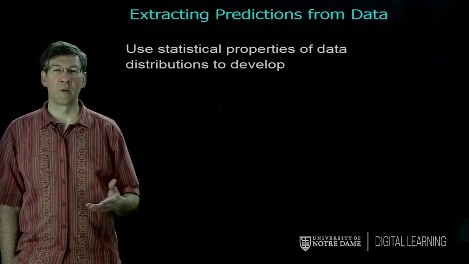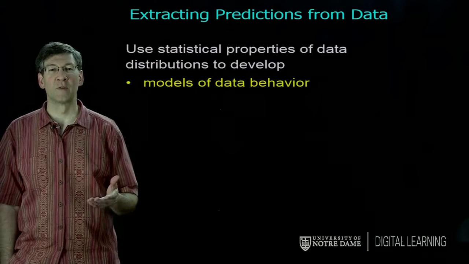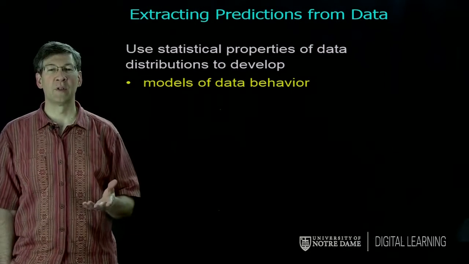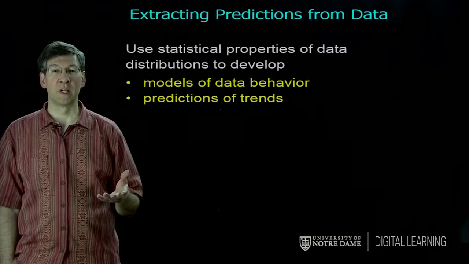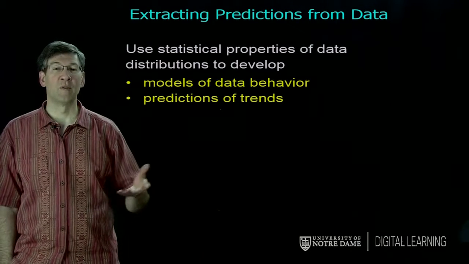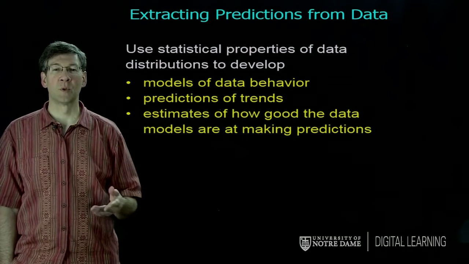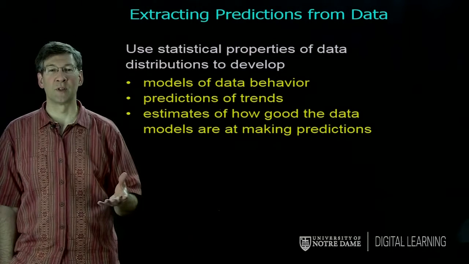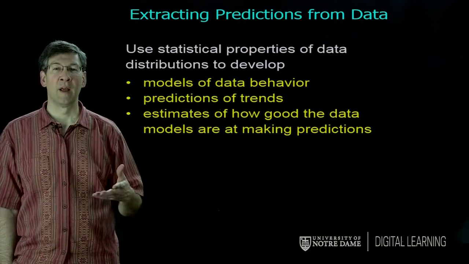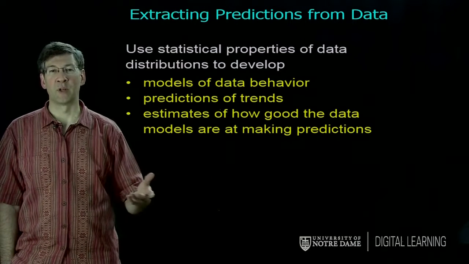Another way of saying this is, we're going to use the statistical properties of the data distributions themselves to develop models of how this data behaves. We're going to use those models to predict trends in the data, maybe for future predictions or things like that. And then we're going to also give you some tools to estimate how good your model is at making predictions, and potentially extrapolating and calculating uncertainties on the models and their predictions.